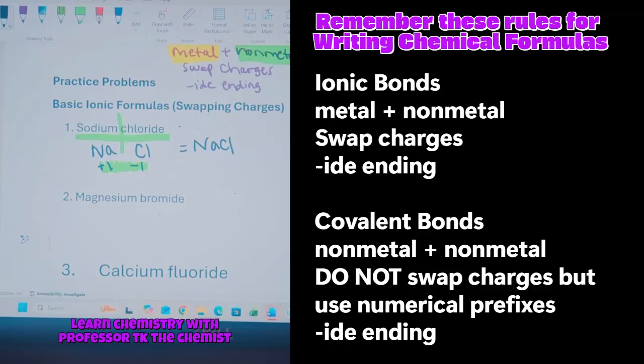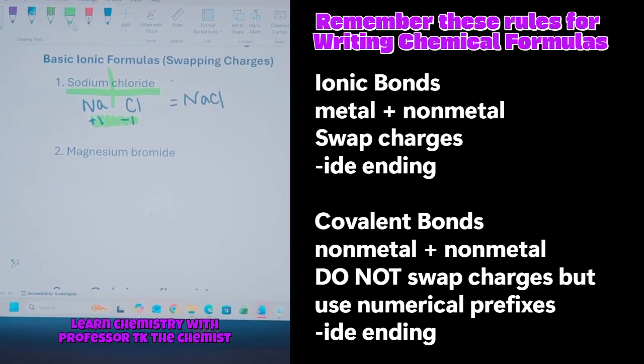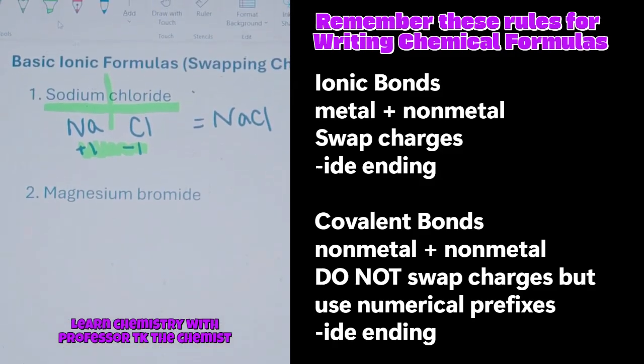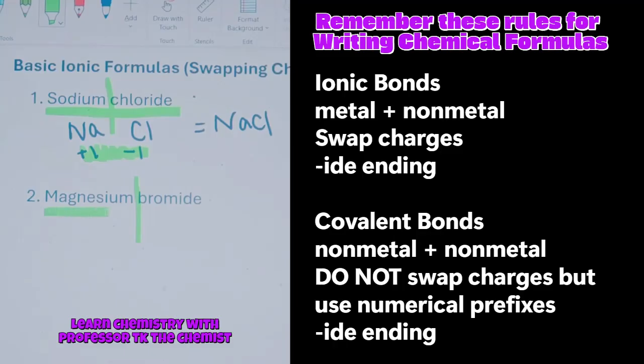Again, I'm going to assume that you all have a periodic table on standby, but if not, you can always use the one I have right here on the screen. Let's take a look at the next one: magnesium bromide. Whenever you have ionic compounds, all you are doing is swapping the charges. Magnesium has a +2 charge. Bromine has a -1 charge. So they're going to swap.